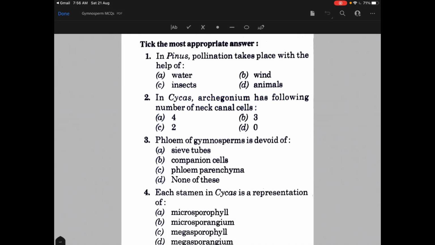So don't waste our time in intro. Let's start directly from the gymnosperm portions.